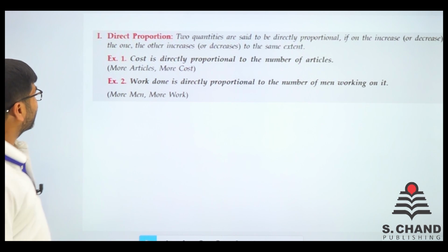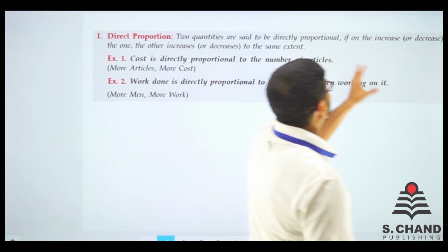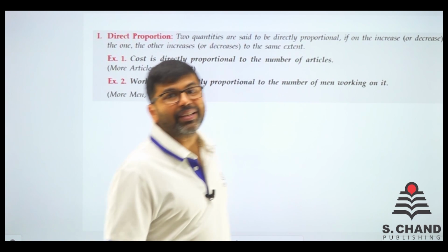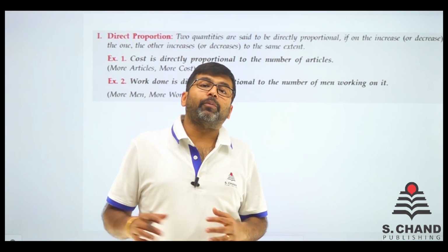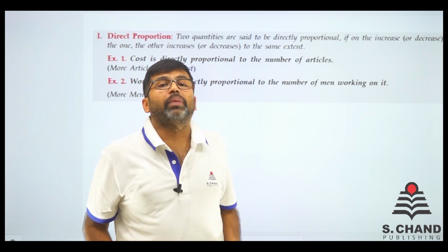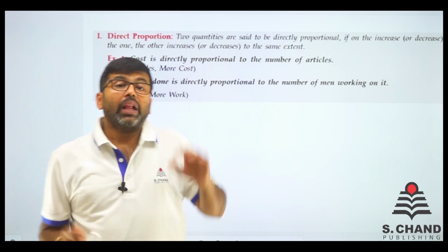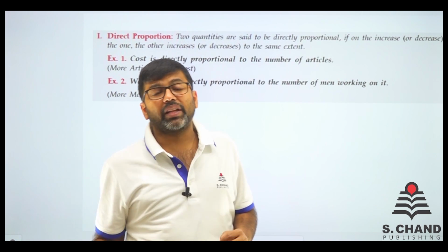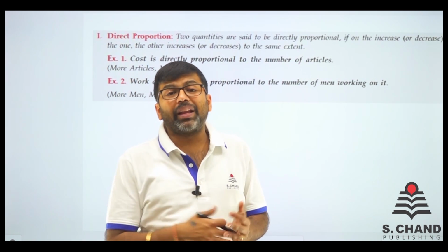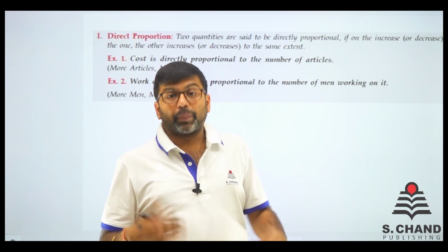See, the first part is directly proportional. Two quantities are said to be directly proportional if on the increase or decrease of the one, the other increases or decreases to the same extent. That means अगर किसी एक क्वांटिटी पे इंपैक्ट पड़ता है और वो इंक्रीज होती है, तो दूसरी वाली भी इंक्रीज होती है. अगर वो डिक्रीज होती है, दूसरी भी डिक्रीज हो जाती है. तो एक पे इंपैक्ट करने से दूसरी पे सिमिलर इफेक्ट पड़ता है, then they are directly proportional.